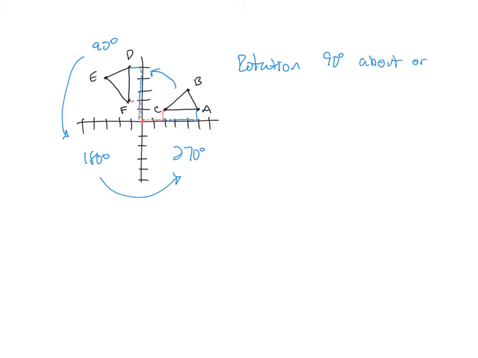about the origin. And you could say that triangle ABC is congruent to triangle DEF. Okay? Alright, and then I have a couple that are a combination.